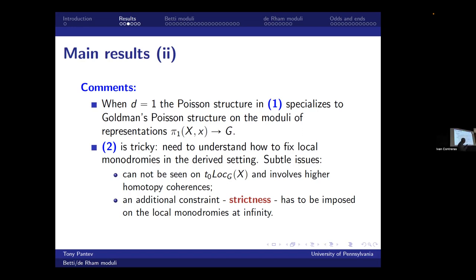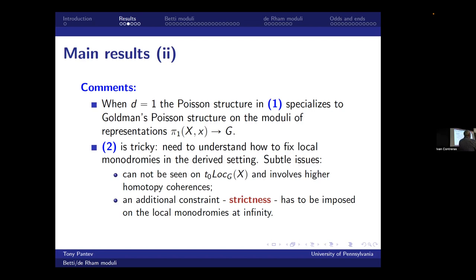Singling out symplectic leaves, understanding what the symplectic leaves are on these locally constant objects, turns out to be quite tricky in higher dimensions. There are various issues that you have to deal with that are really delicate. One is that this condition that fixes the local monodromies at infinity in order to separate a symplectic leaf is not visible on the level of moduli spaces. If you look at the underlying underived moduli spaces, the condition is just vacuous, and you cannot even state it. So you really need to work with the derived stack.